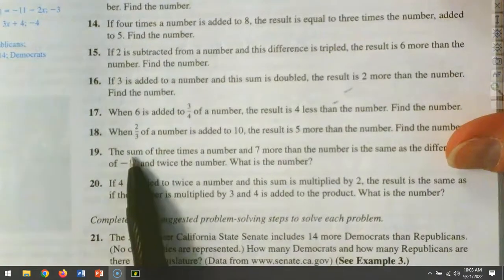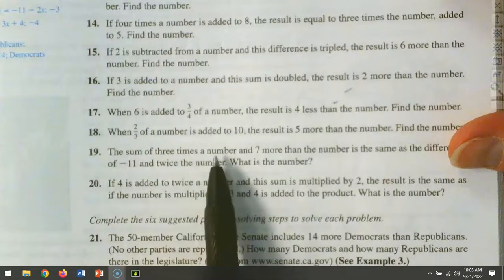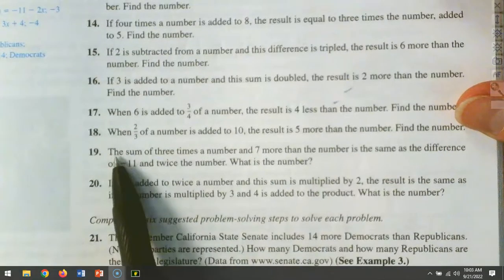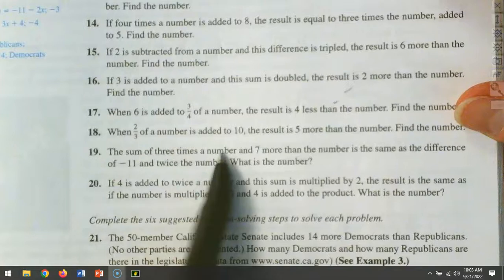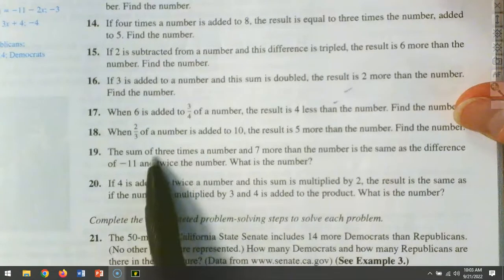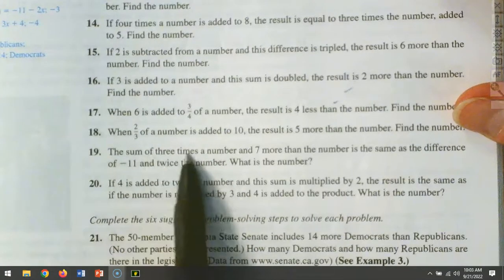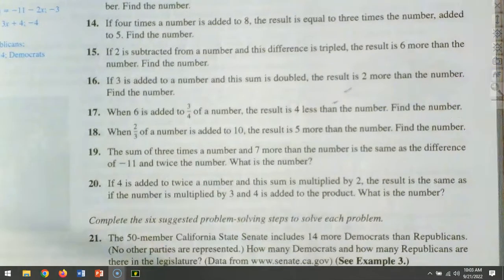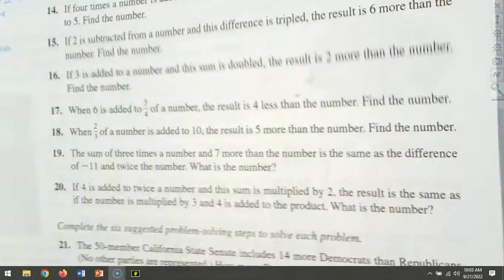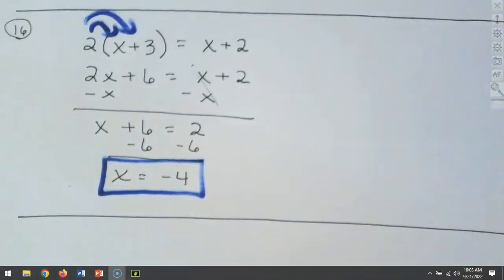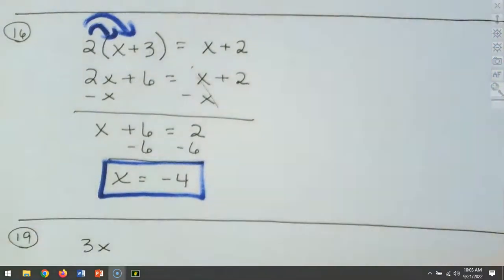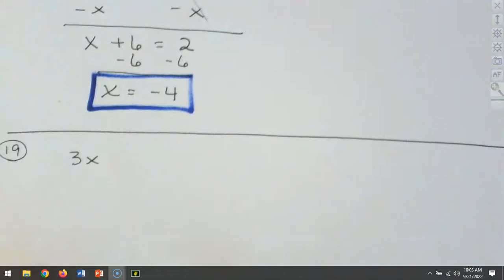The sum of 3 times a number and 7 more than that number. So the sum of 3 times a number, what's that piece going to be at the very beginning? That piece is going to be 3x, right? Sum of 3 times a number, times and multiplied. So that first piece is going to be 3x. Is everyone okay with that? So 3 times a number, I wrote that down as 3x.